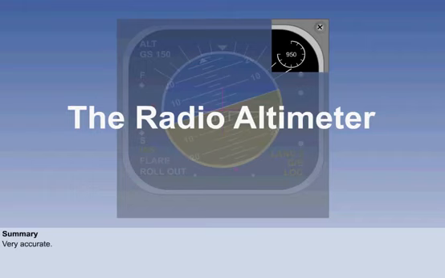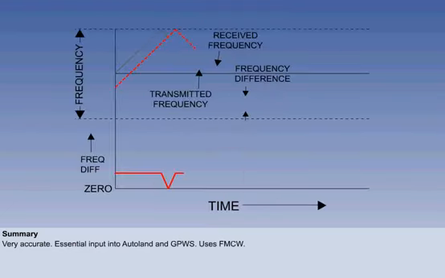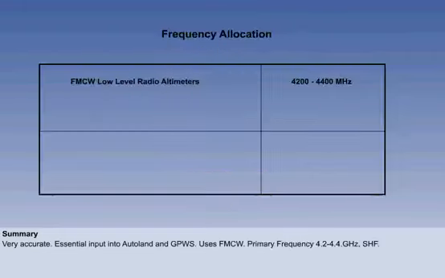The radio altimeter measures the height of an aircraft above the ground to a very high degree of accuracy. It is also an essential input into AutoLand and the ground proximity warning system. In order to achieve the required high accuracy and minimum range, frequency modulated continuous wave signal is used. This is why it is called a radio altimeter and not a radar altimeter, which is pulsed. The primary frequency band used is 4200 to 4400 MHz, also known as 4.2 to 4.4 GHz. This is in the super high frequency or SHF band.